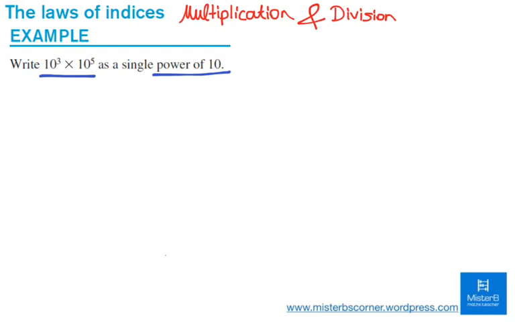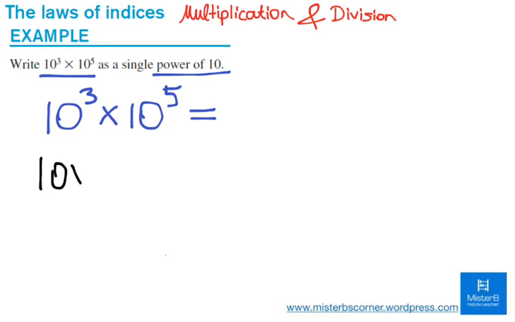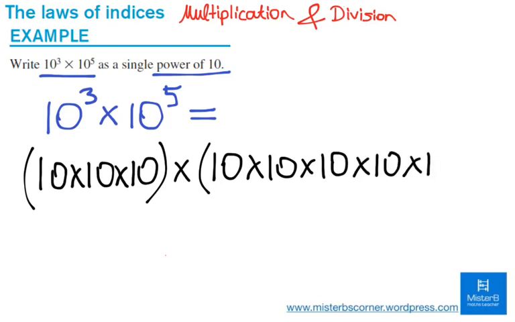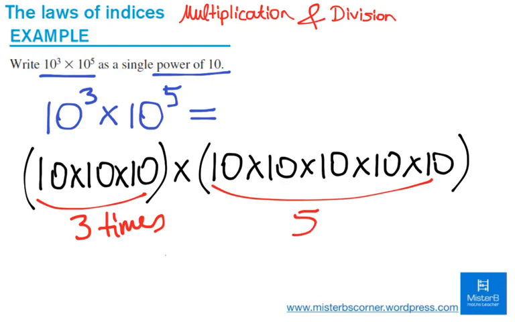So what we're going to do is consider what this means. We will go with the definition of index numbers. Now, 10 cubed is basically 10 times 10 times 10, right? This is 10 cubed, and 10 to the power of 5 is nothing but multiplying 10 by itself 5 times. Now, I have 3 tens here, and I have 5 tens here.